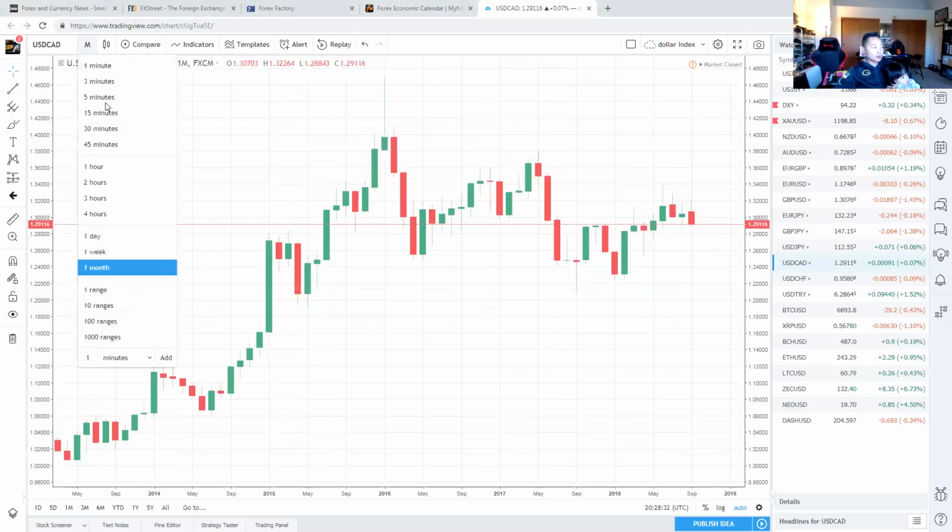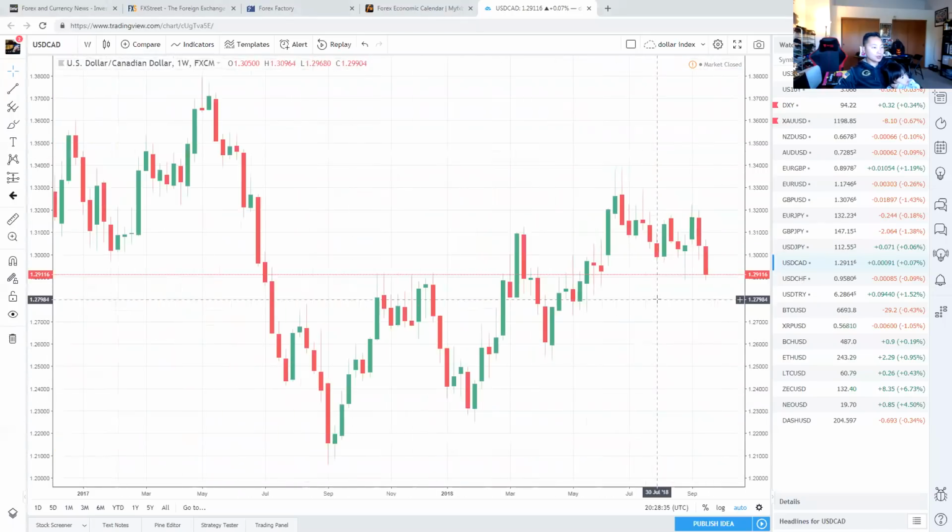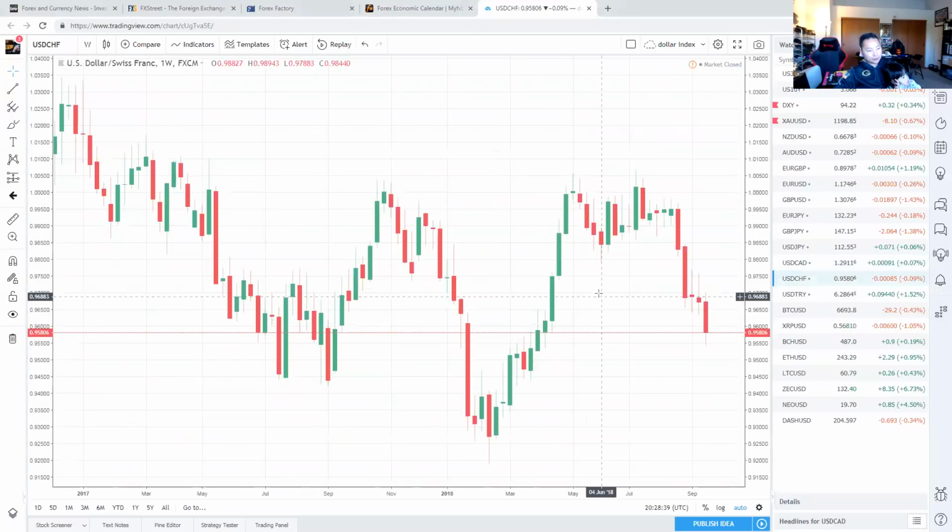So this is the monthly chart for USD CAD, but I'm just trying to show you guys the weekly chart and how I analyze this.